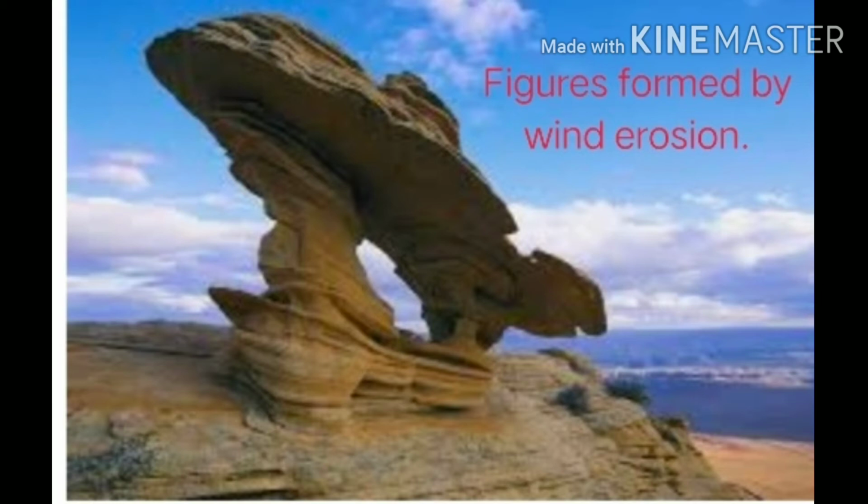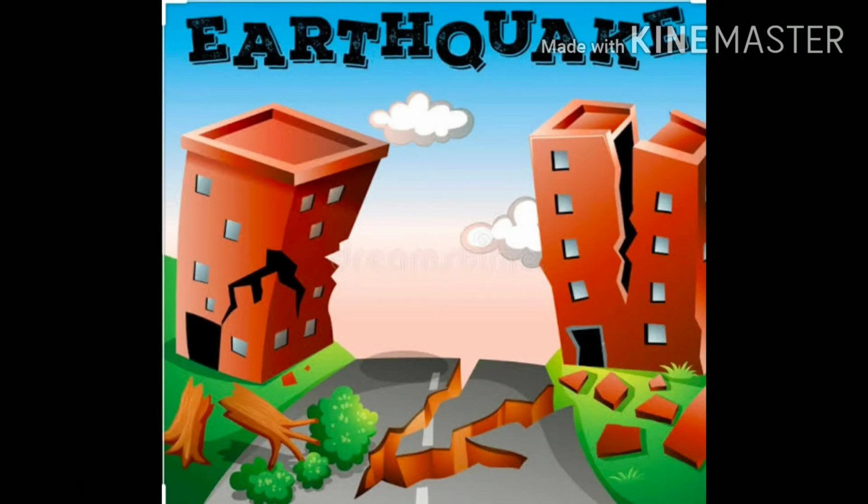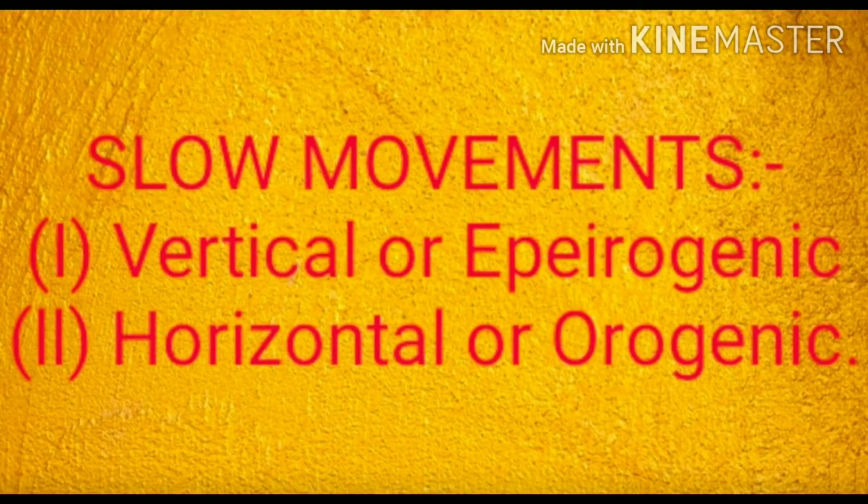Next, we will study about endogenic processes. These processes occur inside the earth, but their effect can be seen on the earth's surface. For example, volcanoes, earthquakes. Earthquakes start deep under the earth, but its destruction can be seen on the surface also. They are also of two types, slow movements and sudden movements.